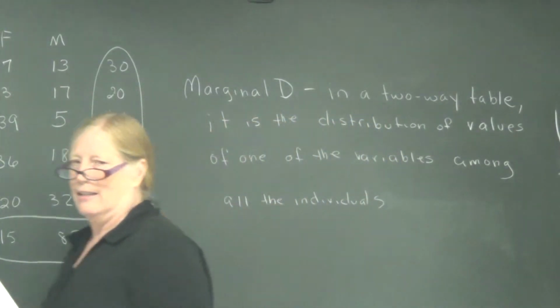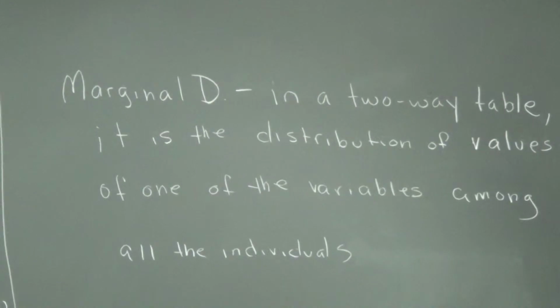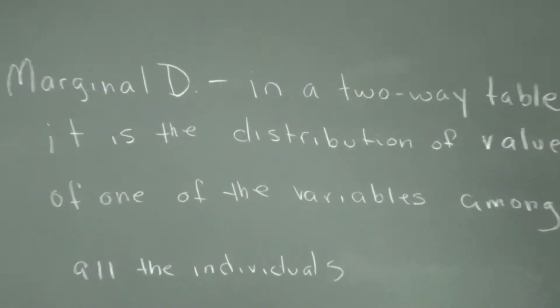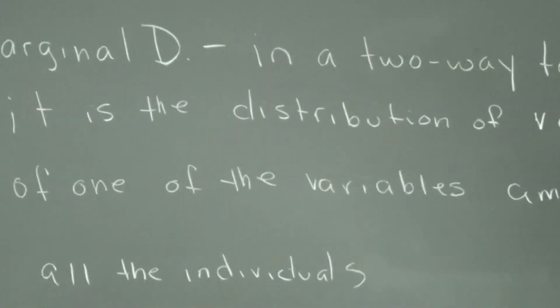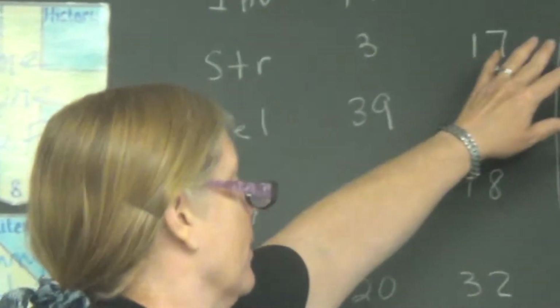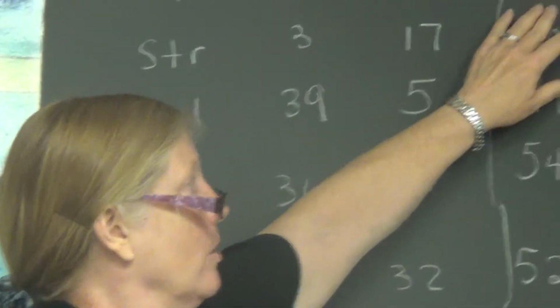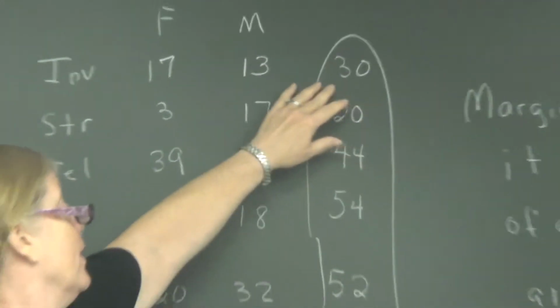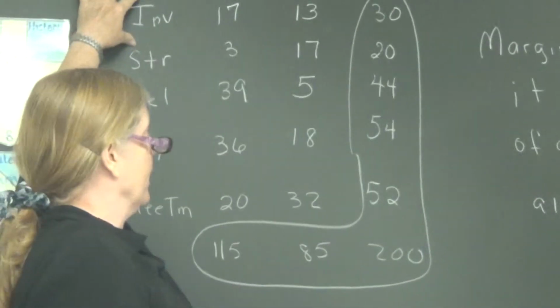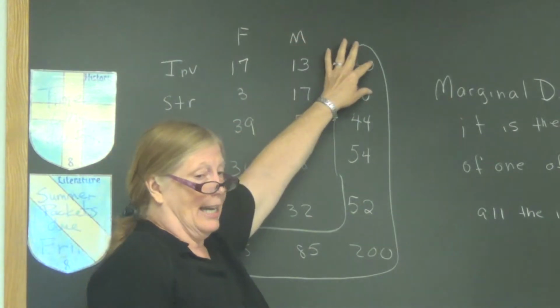All right, that seems to make it less clear than it was before we started. Let's try to figure out what that's saying. The marginal distribution in a two-way table is the distribution of values of one of the variables among all the individuals. So, in other words, why is this number sitting in the margin? Because it's the sum of that.